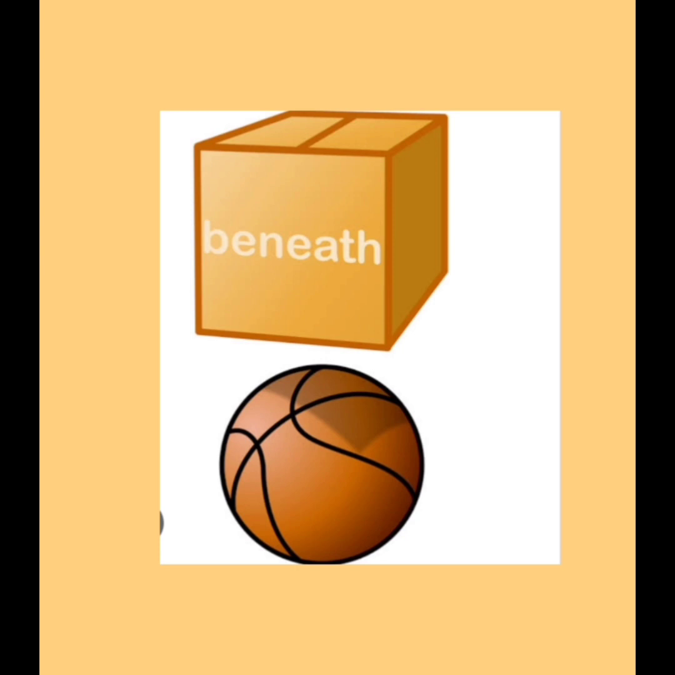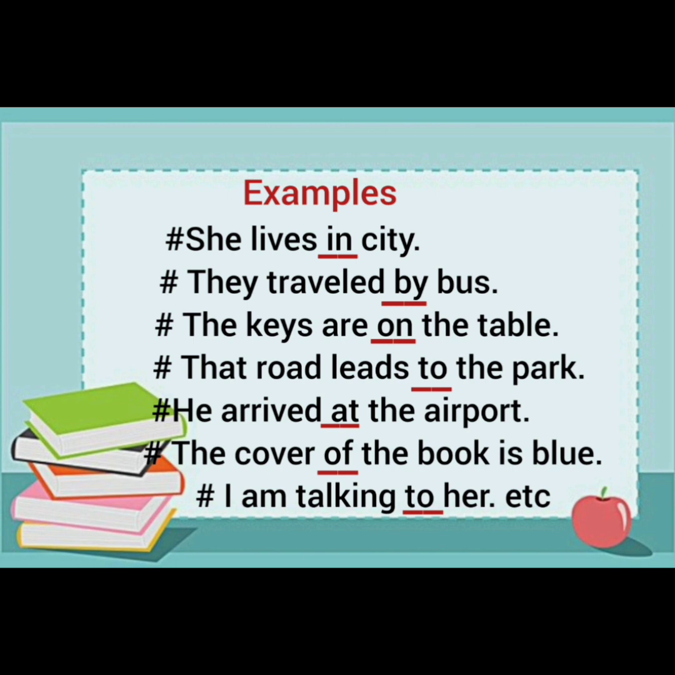Let's have a look at the examples in the form of sentences. She lives in the city. Here, this word in is used as a preposition and it is the source of relationship between the pronoun she and city. They traveled by bus. The keys are on the table. Now the relationship of the keys and table is shown with the help of the preposition on.